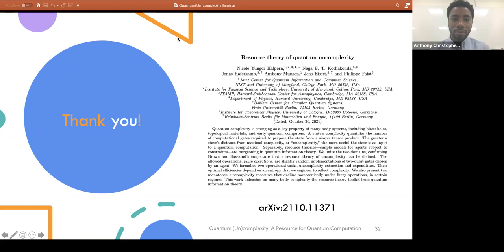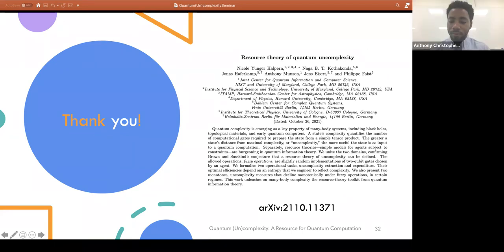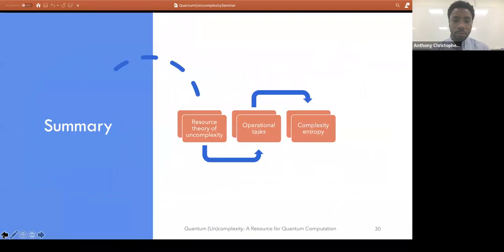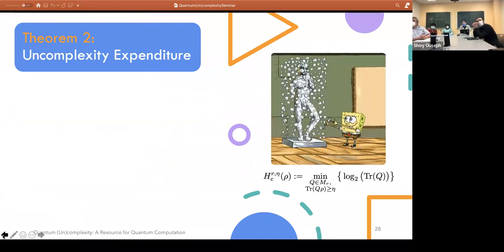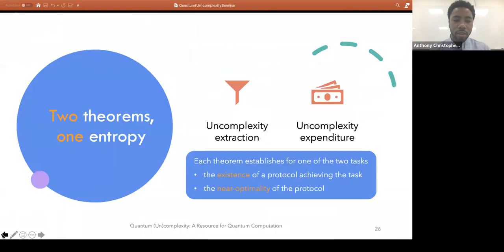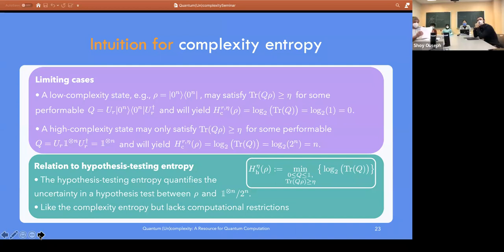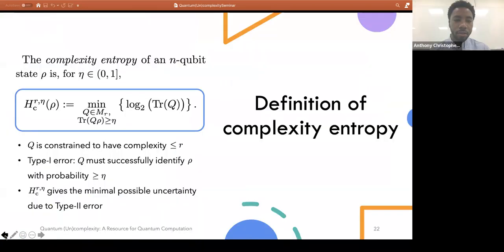I have a question about complexity entropy. Could you remind me what the physical interpretation of that entropy is? You said it's analogous to type 2 error in hypothesis testing. Yes, let me go back to this slide. Is this the one you're thinking of? Yeah, can we go back one slide? Yes, this one.